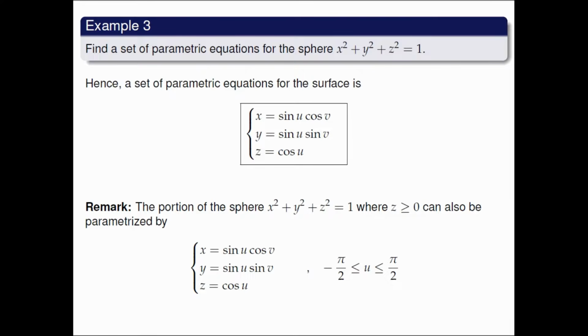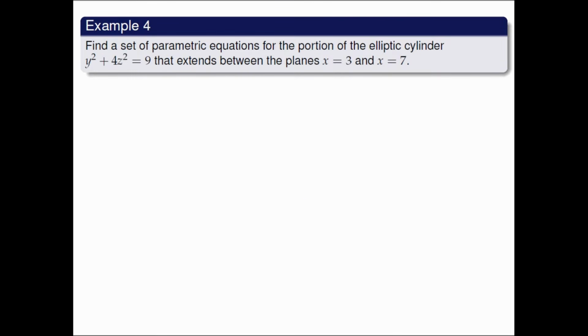We are done with this example. We now go to the next. Find a set of parametric equations for the portion of the elliptic cylinder y squared plus 4z squared equals 9 that extends between the planes x equals 3 and x equals 7. Here we let x equals u. Observe that 4z squared is the square of 2z. So from the equation of the surface, we get y squared plus the square of 2z equals 9.